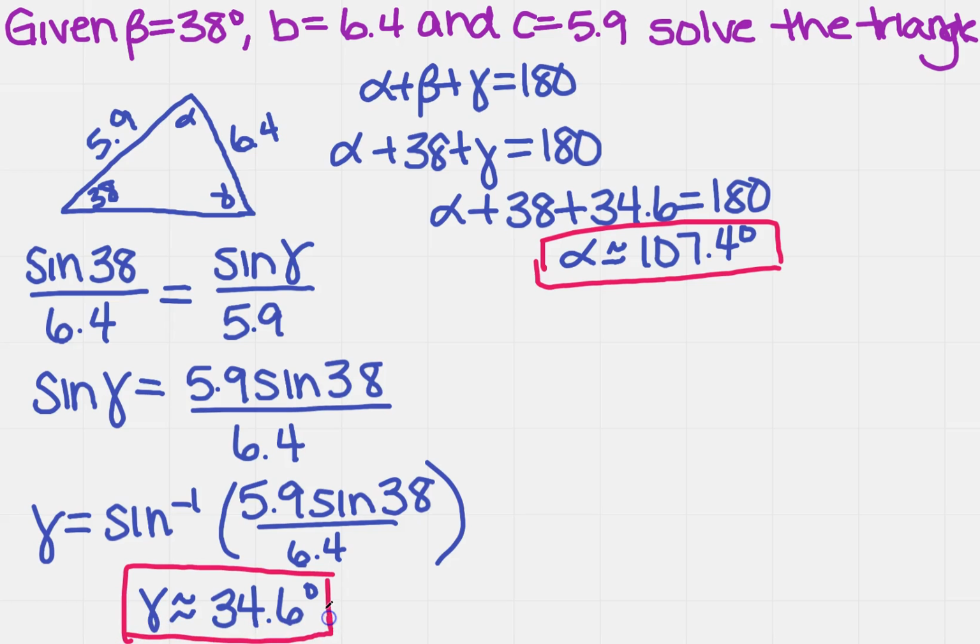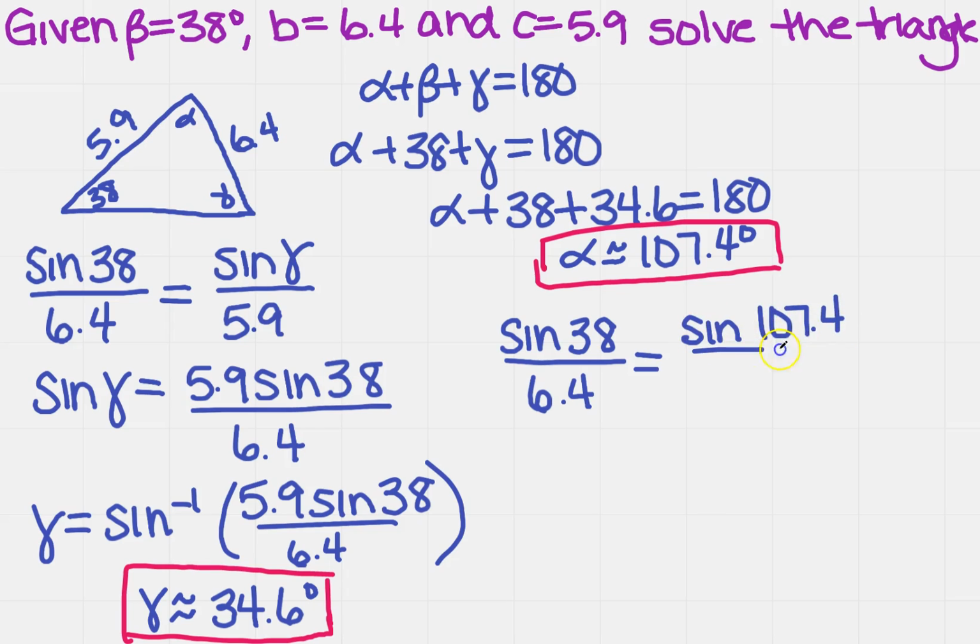So I've got two answers. So what am I missing? Well, I'm missing the value for A. So I'm going to start with always things that were originally given to me if possible, just in case I've made a calculational error. And now I need to find A, so this is going to be the sine of 107.4, which is what we just found, divided by A.